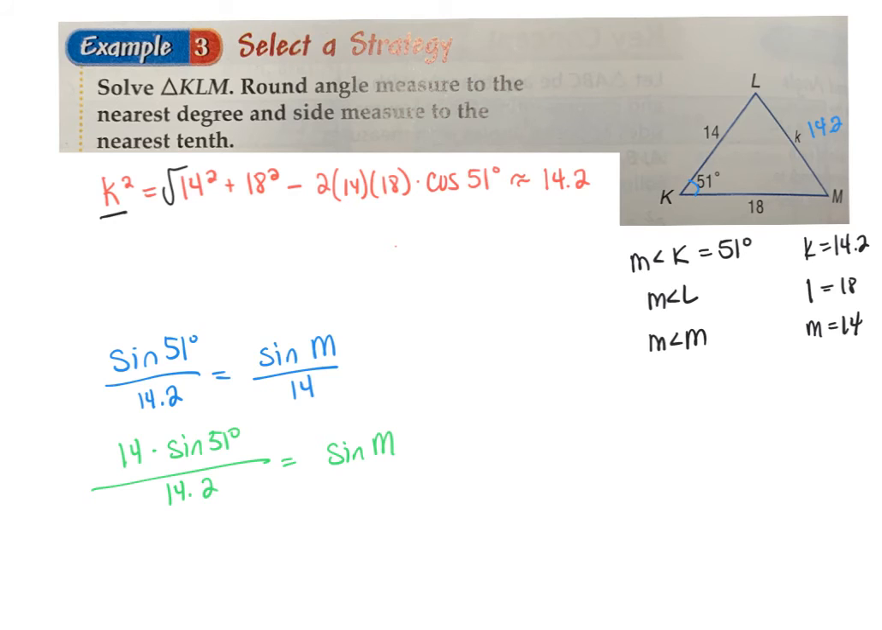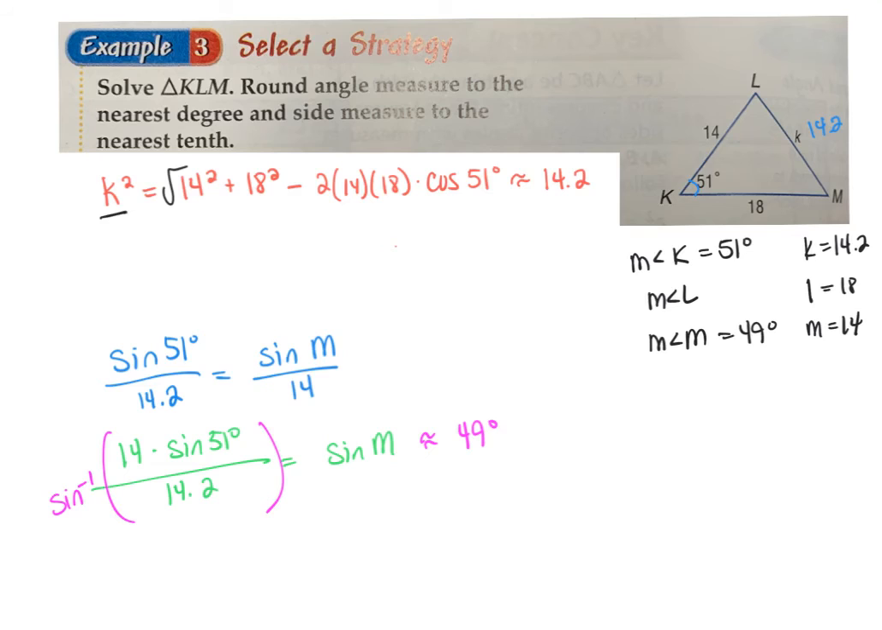I need to do what function here, though, to solve for M? Inverse, right? So inverse sine there is going to give me, and they actually solved for L, but it should give me approximately 49 degrees, rounded to the nearest degree. So M is going to equal 49 degrees.